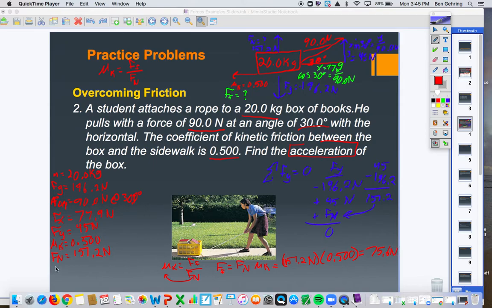And so this is going backwards. So that's my normal force. So then I have force due to friction equal to 75.6 newtons. Okay, so we did my y values. They're all 0. What about my x's?